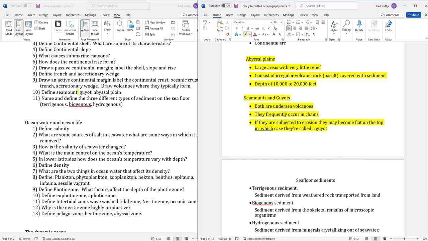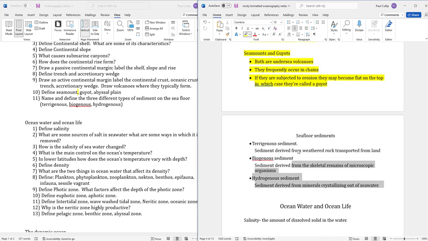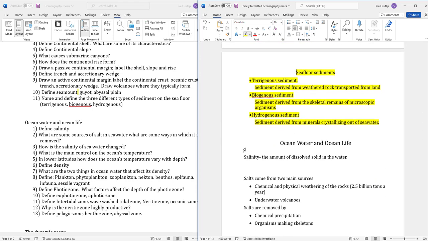Okay, and then we had three different kinds of sediment on the seafloor, and here they are. Terrigenous, biogenous, and hydrogenous, right? The prefixes are the thing here, right? Terra, earth, sediment derived from land, okay, or dry ground or earth or whatever. Biogenous, bio, life. This is sediment that is derived from the shells of living organisms.